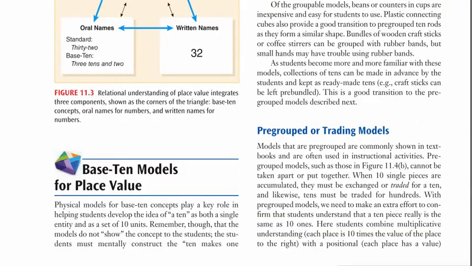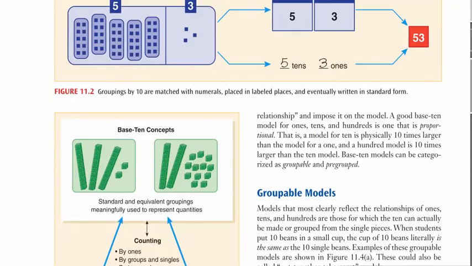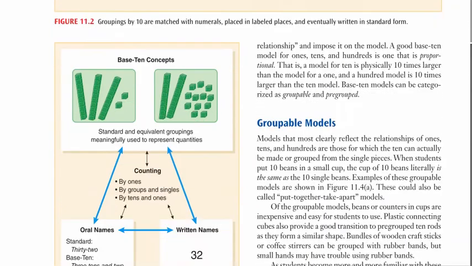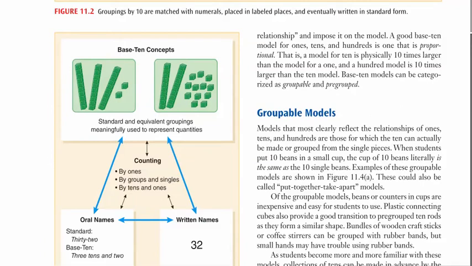Base 10 models for place value. Physical models for base 10 concepts play a key role in helping students develop the idea of a 10 as both a single entity and as a set of 10 units. Remember, though, that the models do not show the concepts for the students. The students must mentally construct the 10 makes one relationship and impose it on the model. Groupable models. Models that most clearly reflect the relationships of ones, tens, and hundreds are those for which the 10 can actually be made by grouping single pieces.